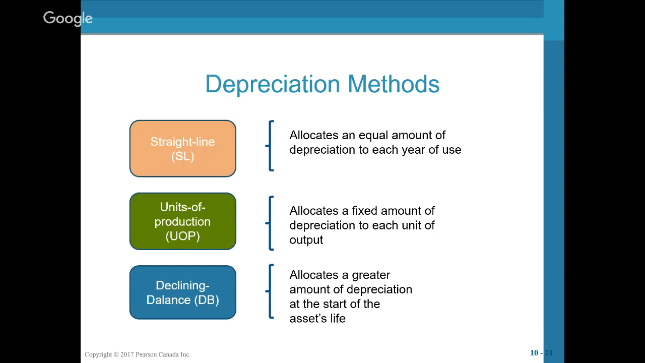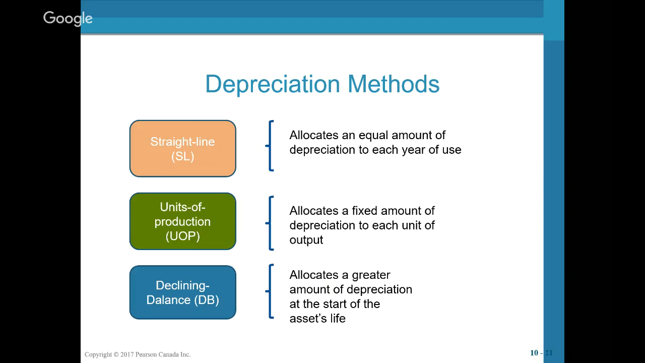Okay, let's talk about the different depreciation methods. The first depreciation method we're going to look at is called straight line. The idea here, which we've already seen, is to allocate an equal amount of depreciation to each year of use. Units of production does the same thing, but instead of dividing by time, we divide by an estimated unit or number of units of output.